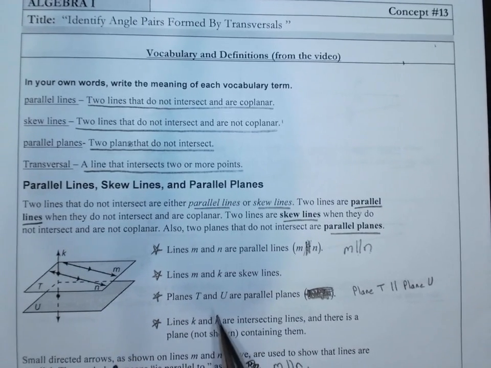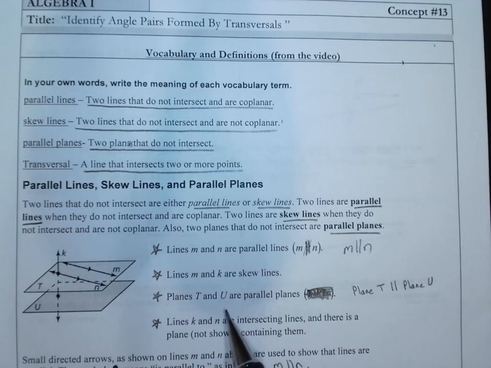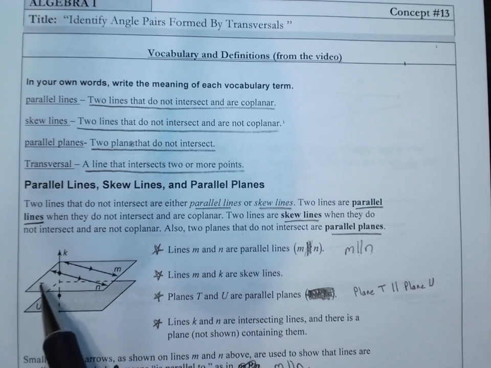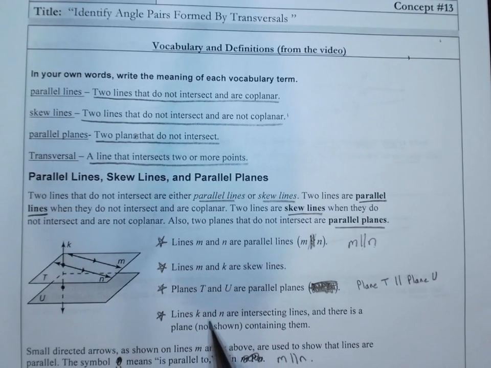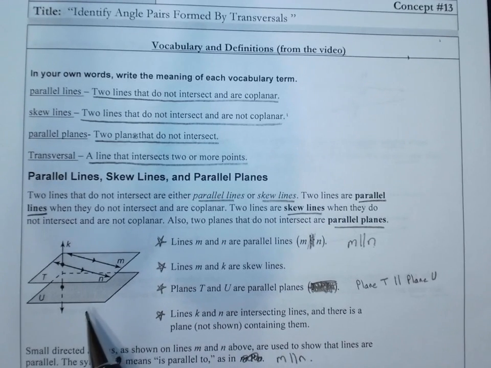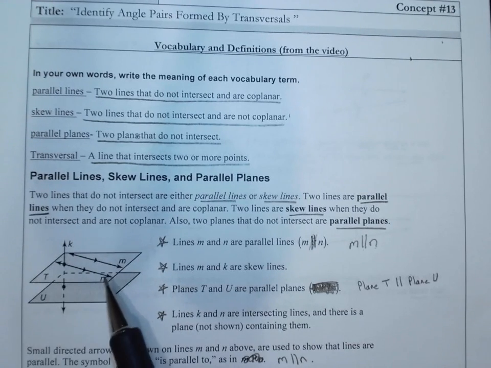Because those two lines are not on the same plane and they do not intersect, they are called skew lines. Planes T and U are parallel. So notice these two planes, they don't intersect each other, so they are parallel. And lastly, lines K and N are intersecting lines. So there's a plane we can't see, but it contains them. We know that anytime we have two lines that are intersecting, there exists a plane that contains those two lines, or those two lines establish a plane.